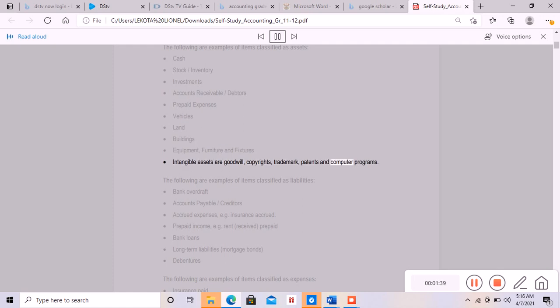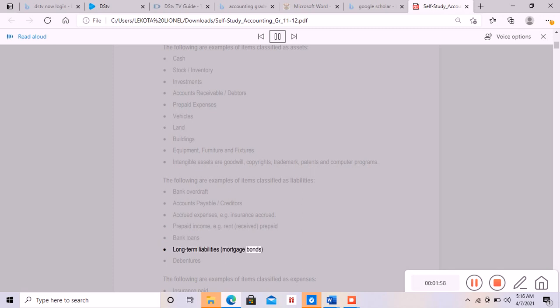The following are examples of items classified as liabilities: bank overdraft, accounts payable/creditors, accrued expenses, e.g. insurance accrued, prepaid income, e.g. rent received prepaid, bank loans, long-term liabilities, mortgage bonds, debentures.